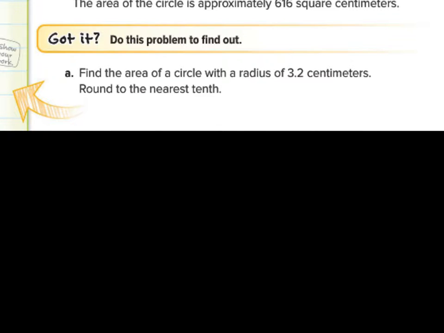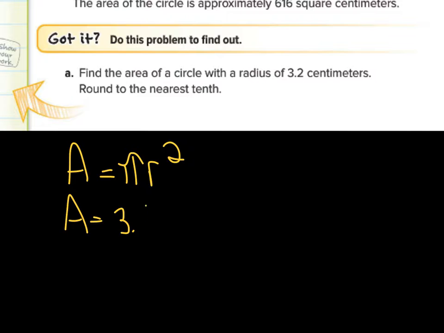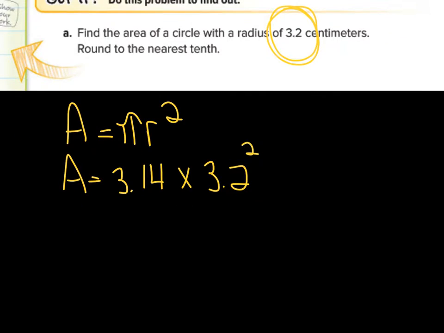All right. If you think you got it, please pause the video and find the area of a circle with the radius of 3.2 centimeters. Round to the nearest tenth, so the first decimal place. Now, just a quick review. Area equals pi times radius squared. Area equals 3.14 times 3.2 squared. Right? 3.2 squared, as you can see right there. Go ahead and do the computation and see what you get. Pause the video, please. Okay, I hope you paused the video.